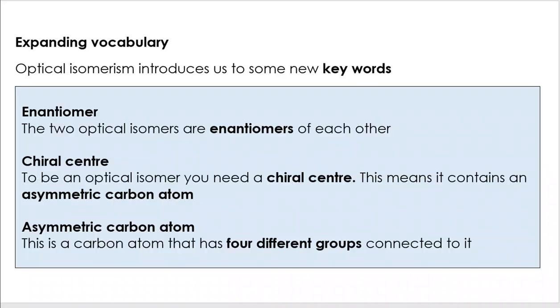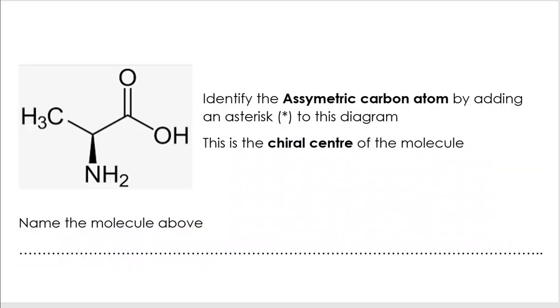Now, this topic also introduces a lot of new key terms. Enantiomers. The 2 optical isomers are called enantiomers of each other. To have an optical isomer, you have to have a carbon in the centre with 4 different groups coming from it. That makes that carbon asymmetric and it makes it a chiral centre. So we've got all of these key terms that you need to be familiar with. So where would the chiral centre be on this structure, and what would you name it?